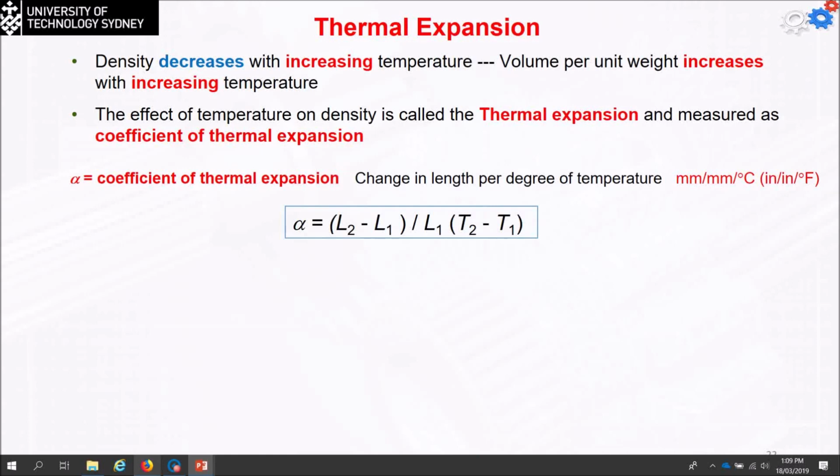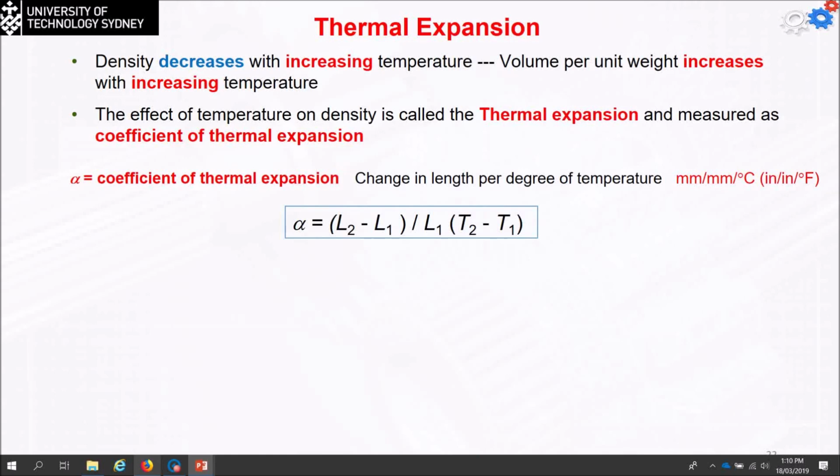So the coefficient of thermal expansion is the change in length per degree of temperature. So the unit is how many millimeters the length increases relative to the original length per every degree centigrade of temperature added. So alpha is calculated as the final length minus the original length, divided by the original length multiplied by the temperature difference. So it's millimeter divided by millimeter multiplied by centigrade.